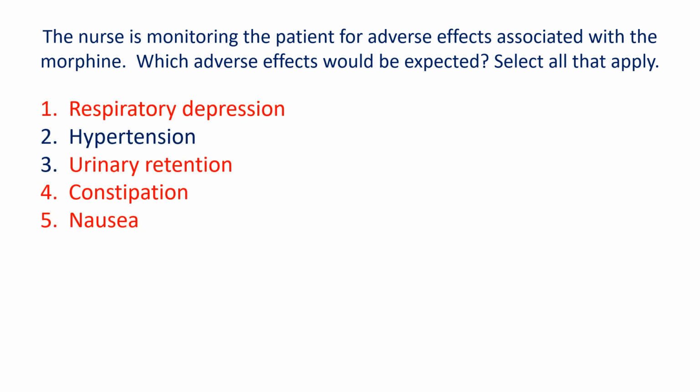And the correct answers are number 1, respiratory depression. Remember, we were talking about morphine and we already talked about the side effects. So respiratory depression. It would be hypotension and not hyper, right? Urinary retention, we talked about that, constipation, and of course nausea, remember?